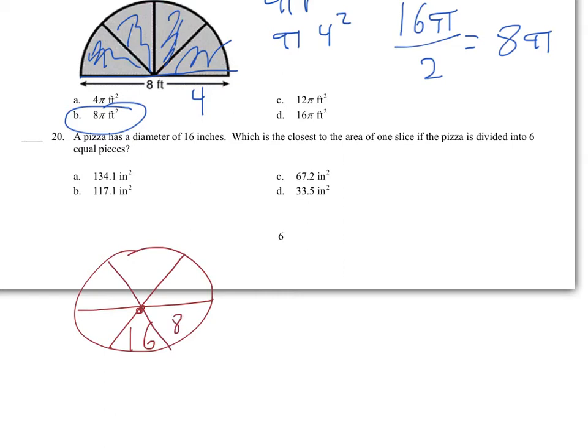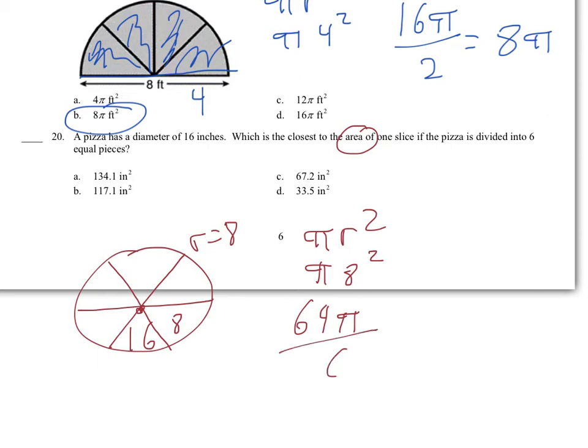It says the area, so we'll be using the pi r squared formula. So let's find the area of the whole circle. The radius is 8, so pi times 8 squared is 64 pi. That's the area of the whole pizza. Well, how many different pieces are there here? There's 6, so couldn't we just divide that area by 6? And when you do that, you end up with this as your closest answer.